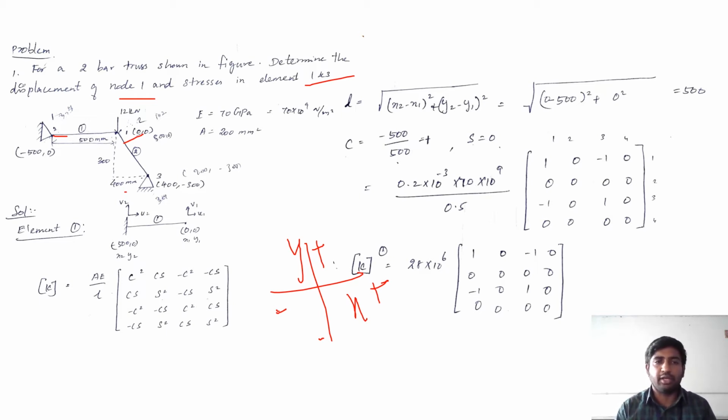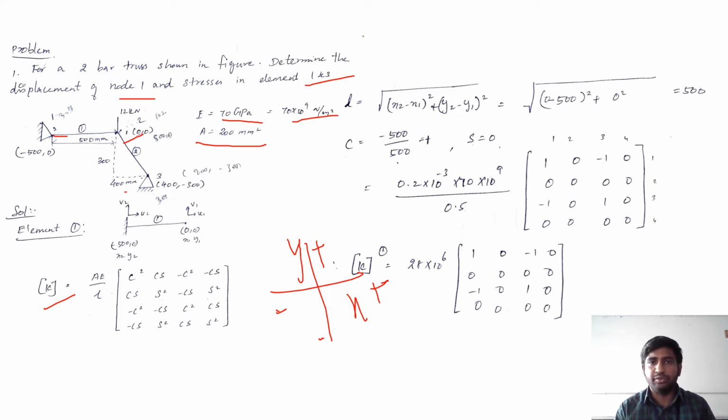This is the formula for calculating the stiffness matrix. A by L, where A means area of the cross section, already given. 200 mm squared is the A value and the E value is 70 gigapascal, so we converted it to Newton per mm squared. So 70 into 10 power 9 is the value of E. L is calculated by using this formula, so 500 is the result. The value of C: we already saw the formula, right? C is equal to minus 500 divided by 500, actually minus 1. S value is 0.